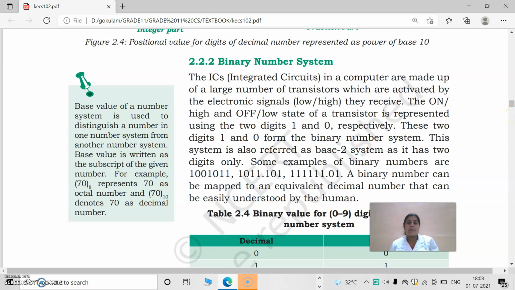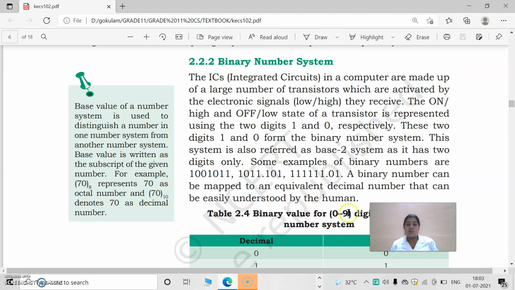Next is the binary number system. In the binary number system, only two digits are used, that is 0 and 1, or in our transistors we are using on or off. On denotes 1, off denotes 0. So these two digits, 1 and 0, form the binary number system. It is known as the base 2 system because it contains only two digits, that are 0 and 1.